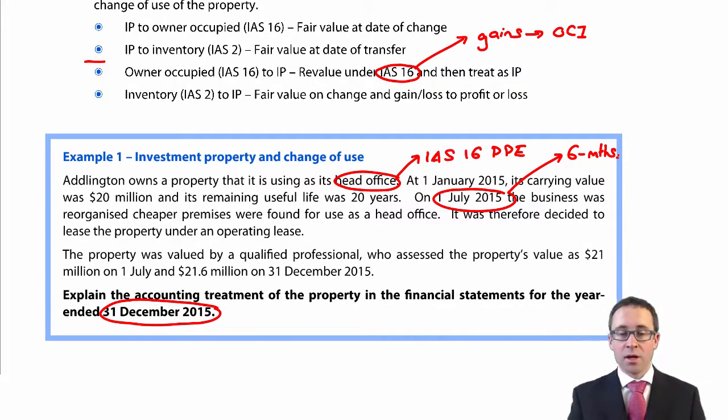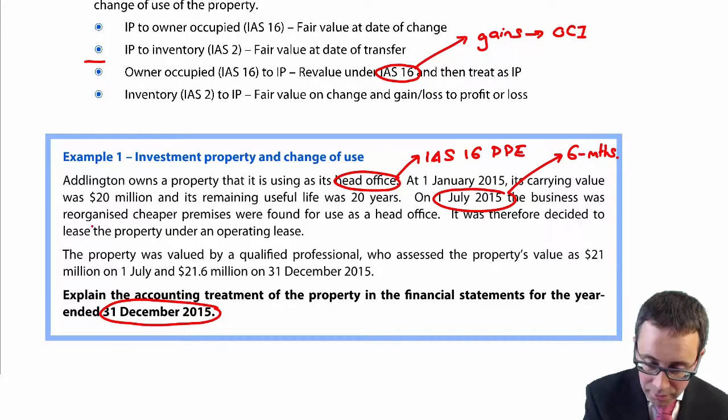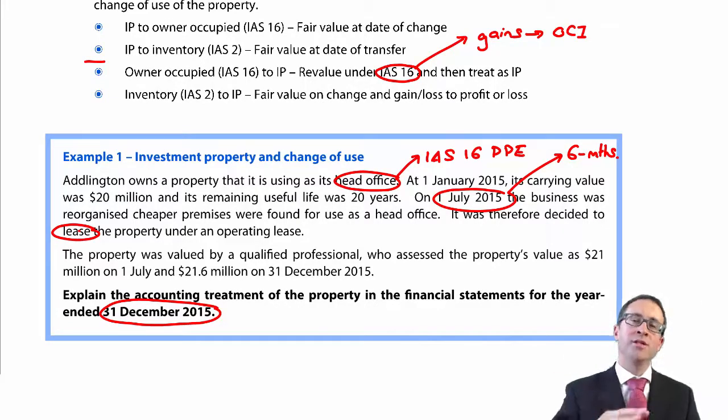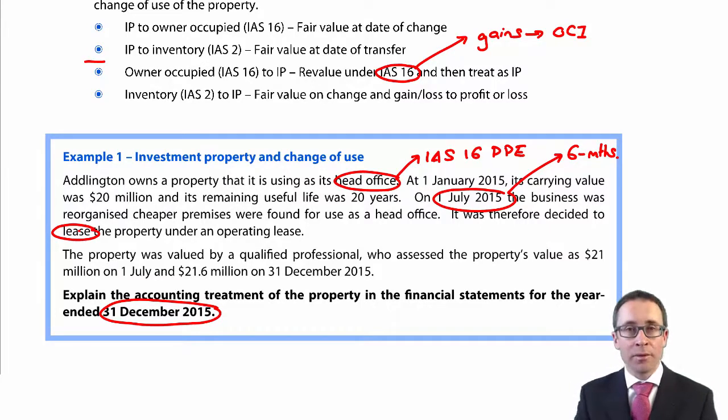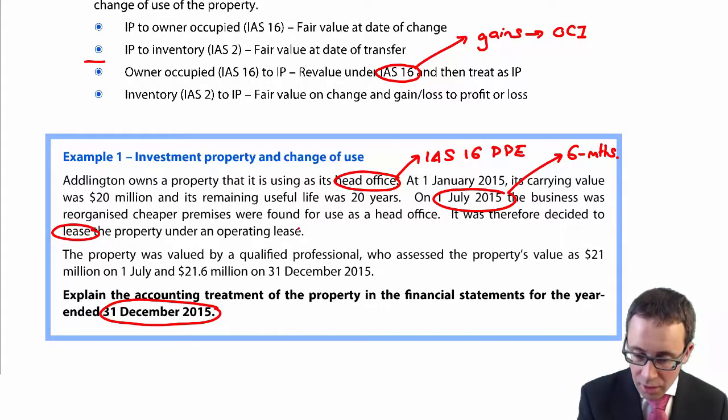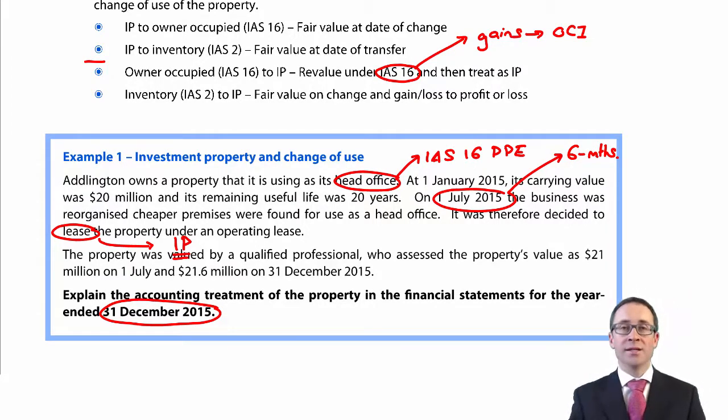After 6 months, the business was reorganised, and cheaper premises were found for use as a head office. It was therefore decided to lease the property under an operating lease. Don't worry too much about the words operating lease; you see that in F2. But we're now going to lease the property, so we are holding the property for rental potential. If that's the case, then it is investment property, isn't it?